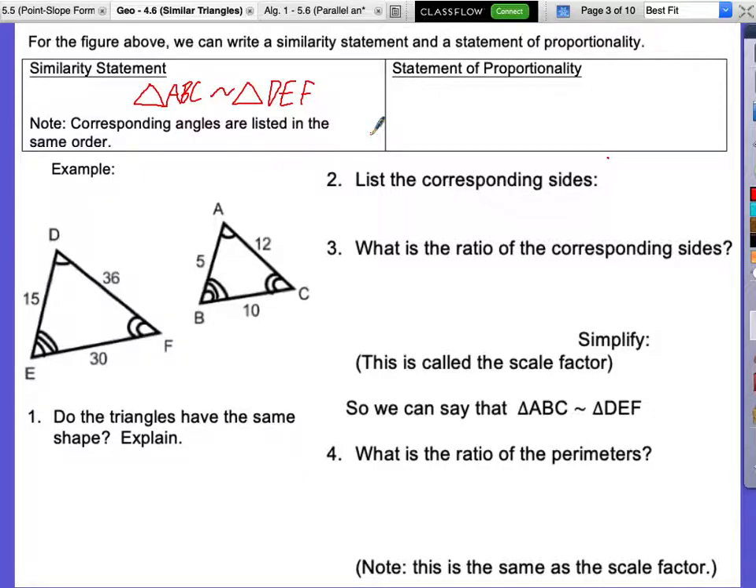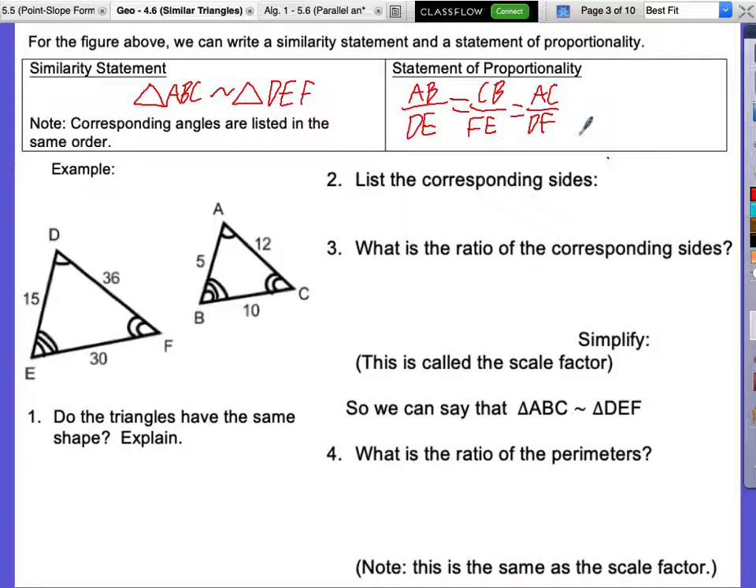Now we can also have a statement of proportionality. So we said that the side AB, that bottom side of the little triangle, matched up with the bottom side of the big triangle, DE. So we said that this side over this side was equal to CB over EF, or FE, that would work as well. And that was equal to AC over DF.